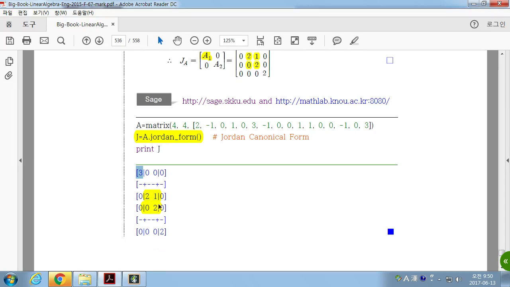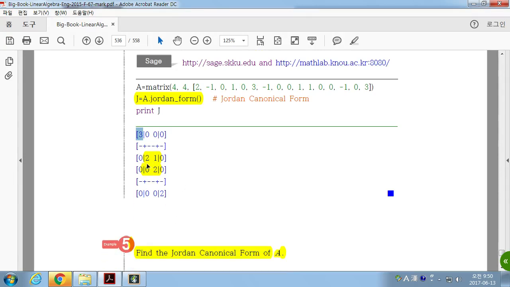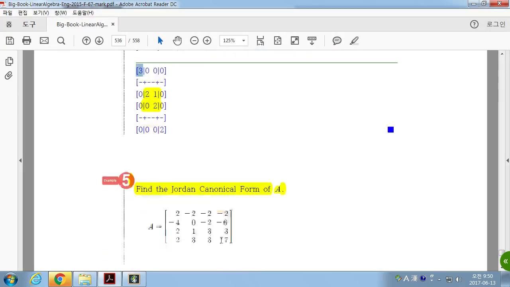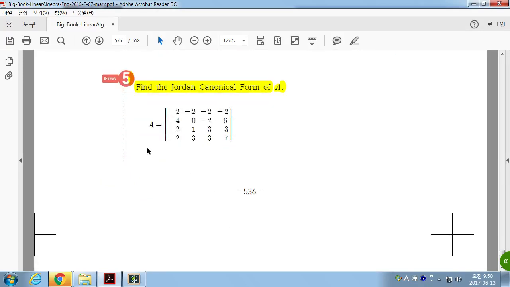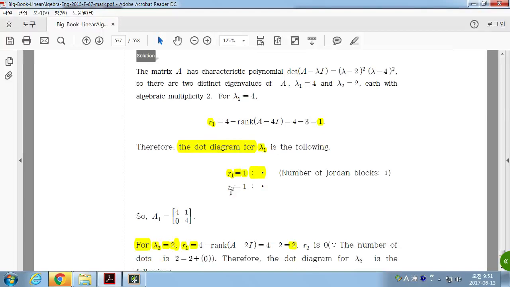A 1 by 1 Jordan block for eigenvalue lambda 1, and 2 Jordan blocks corresponding to eigenvalue lambda 2, one is 2 by 2, and one is 1 by 1, like this. So we can do the same thing. Find the Jordan canonical form of this 4 by 4 matrix. Then we can find the characteristic polynomial, which has 2 distinct eigenvalues. And so think about the dot diagram for lambda 1, and the dot diagram for lambda 2.